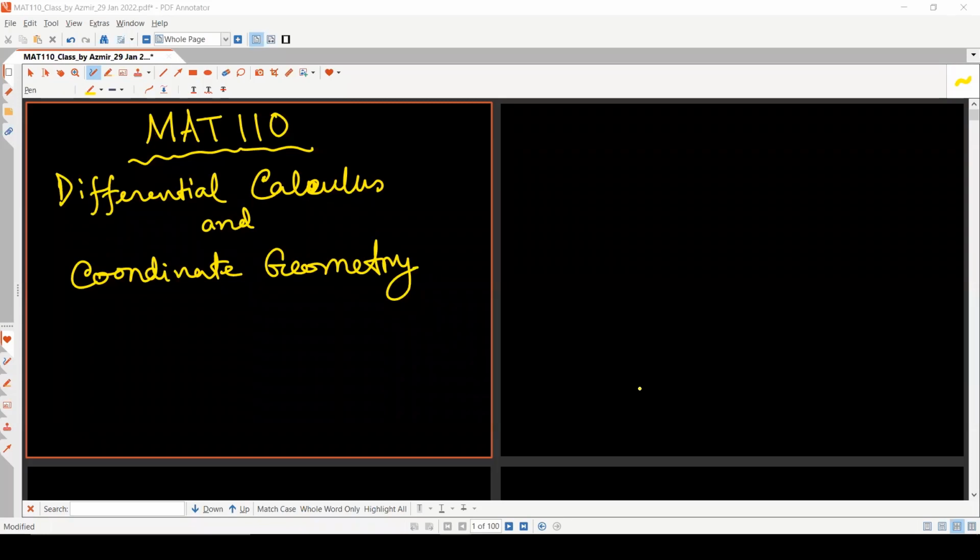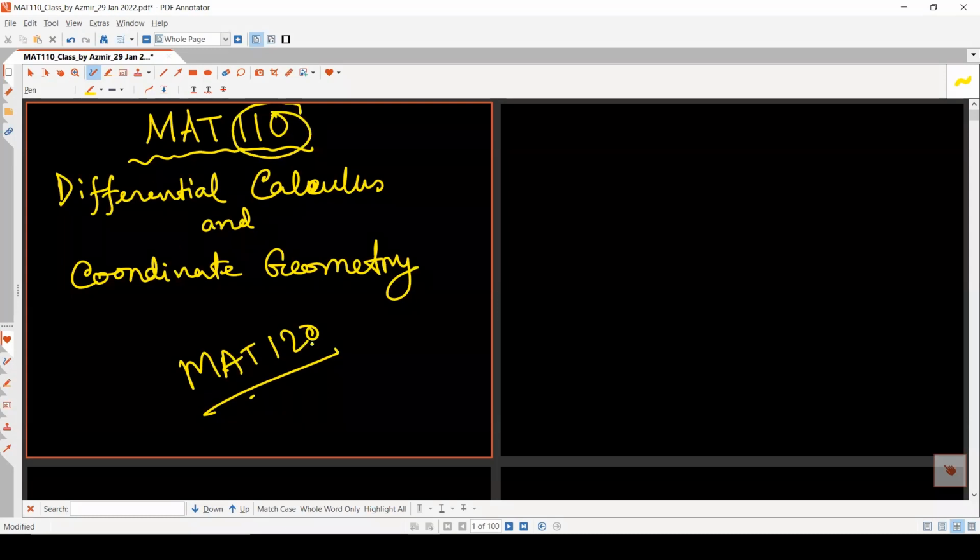So you can see that the title is here. The title for this course is Differential Calculus and Coordinate Geometry. Okay, so we all know that calculus has two parts generally, that is differential calculus and integral calculus, that is differentiation and integration. In this course, we are just here to learn differential calculus. But integral calculus, the other branch of calculus, integration, will be taught in the next course, which is known as Math 120.